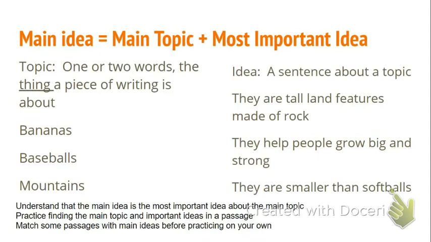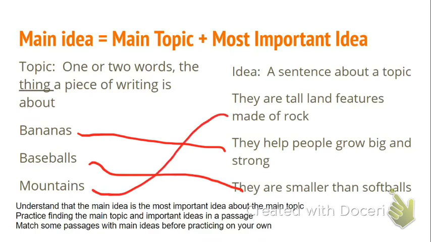Can you match my topics with my ideas? Each of these topics comes with one of these ideas. Let's see, bananas, well, they help people grow big and strong. Baseballs, they are smaller than softballs. Mountains, they're tall land features made of rock. Okay, you can imagine a piece of writing where this is the main idea, the one thing that the author wants to tell you about. And you can imagine probably some other pieces of writing where they're not the most important ideas. They're just one idea about the topic.